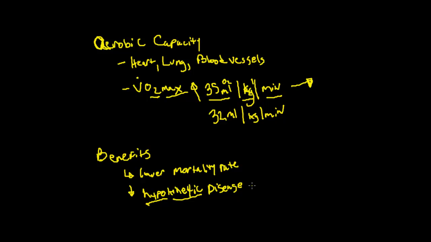You're not moving around. So hypokinetic disease can be high blood pressure, your blood pressure is too high. Diabetes as a result of hypokinetic disease, not moving around enough. Heart disease, you name it. There's several.